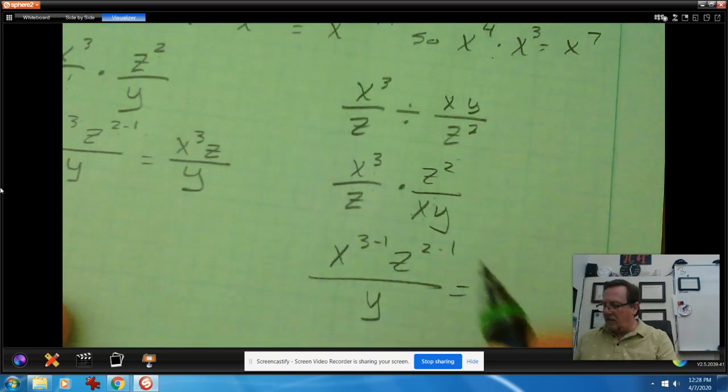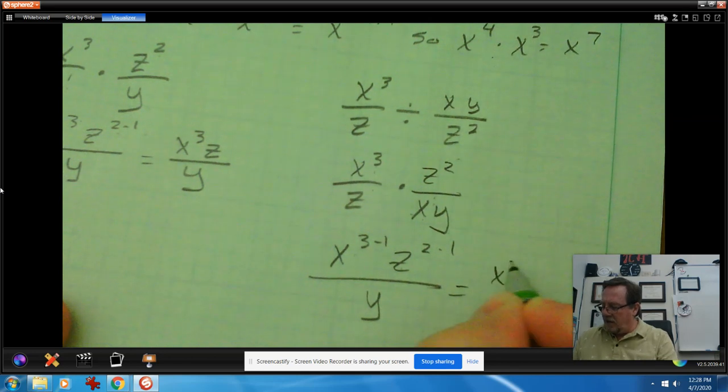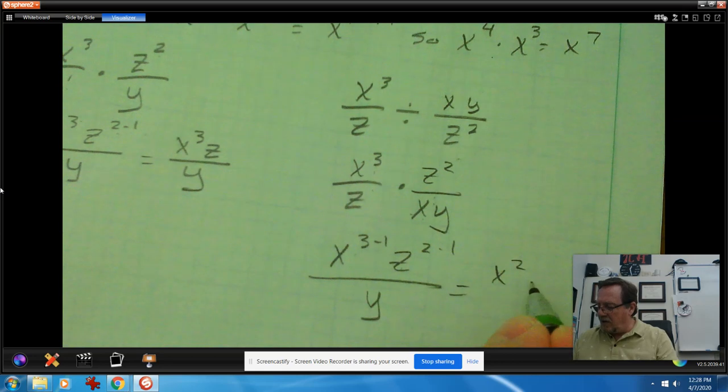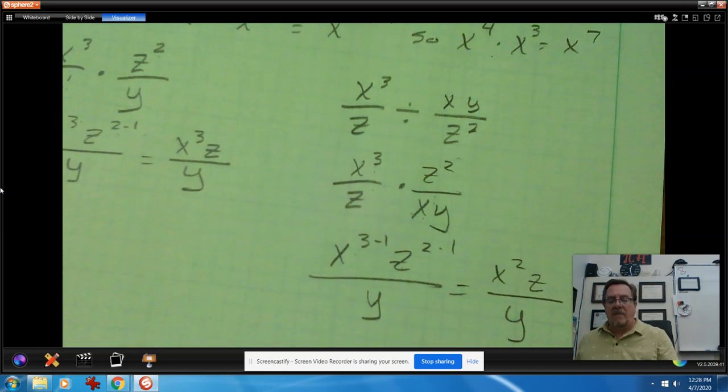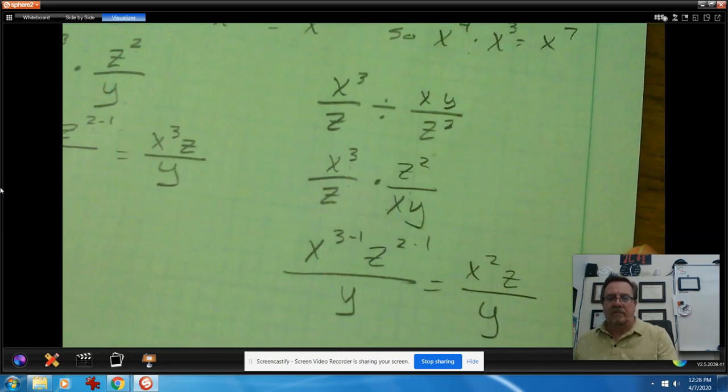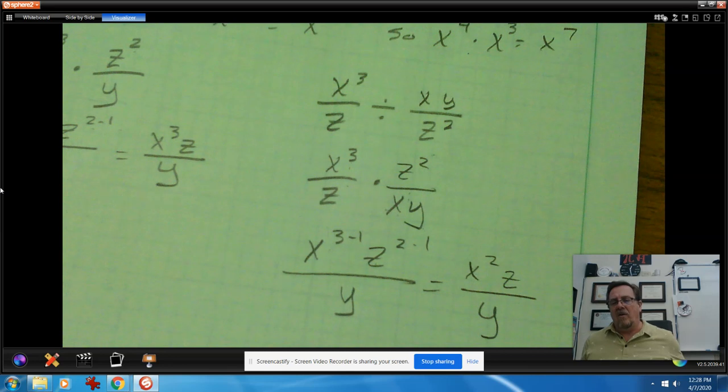What is x to the 3 minus 1? Yeah, it's x squared because 3 minus 1 is 2. And z to the 2 minus 1 is still going to be z. And on the bottom, I still got my y. So that becomes x squared z over y.